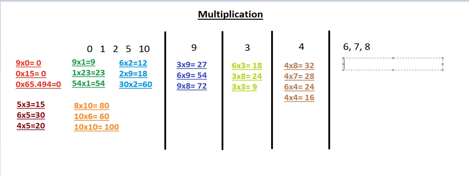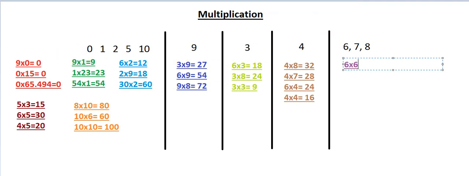Lastly, I have 6, 7, and 8. And these are the multiplications that have no trick. I basically just have to remember the 9 multiplications that have just these 3 numbers and have none of these. I have to remember them by heart.